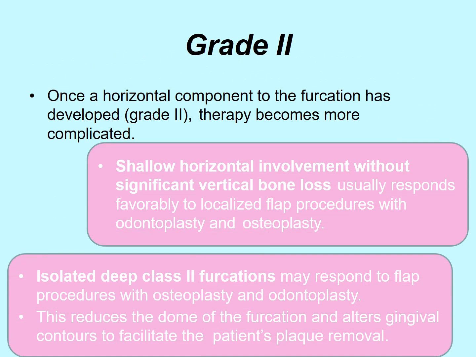Coming to grade 2 furcation, as you know, once a horizontal component to the furcation has developed, therapy becomes more complicated compared to grade 1. Shallow horizontal involvement without significant vertical bone loss usually responds favorably to localized flap procedures with odontoplasty and osteoplasty. With horizontal involvement, you can go with oral hygiene maintenance and accessibility to the furcation. An isolated deep grade 2 furcation may respond well to flap procedures with osteoplasty and odontoplasty, which reduces the depth of the furcation and alters gingival contours to facilitate the patient's plaque removal.